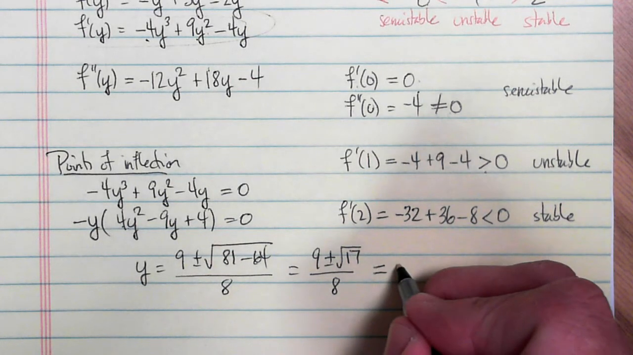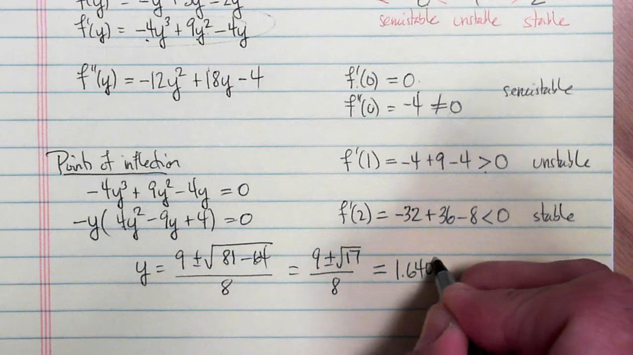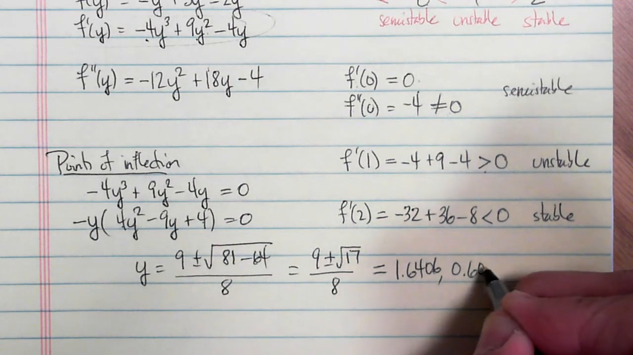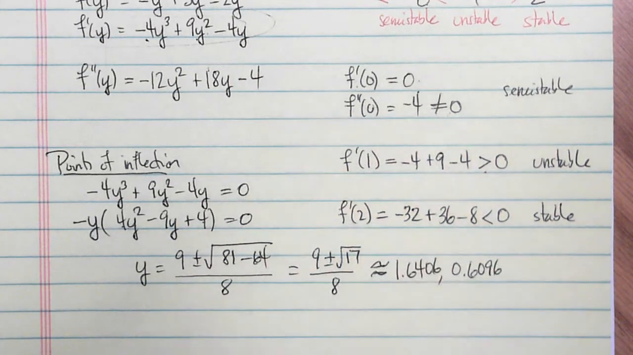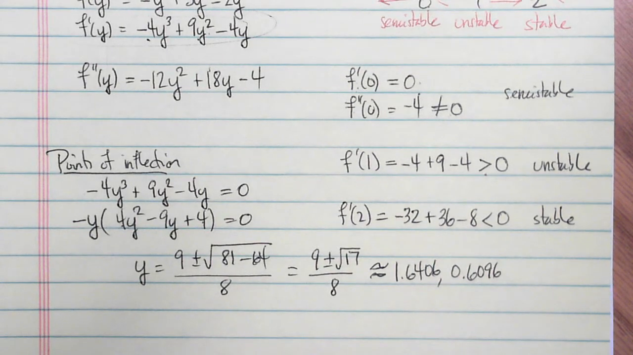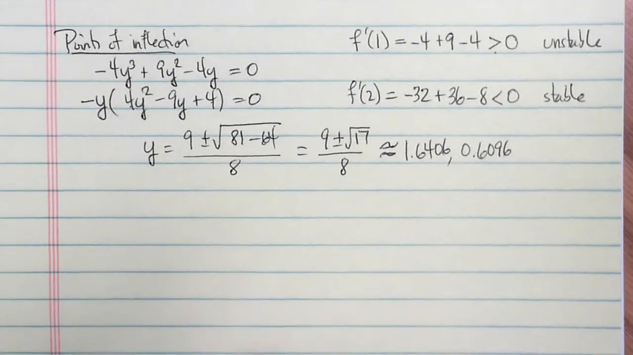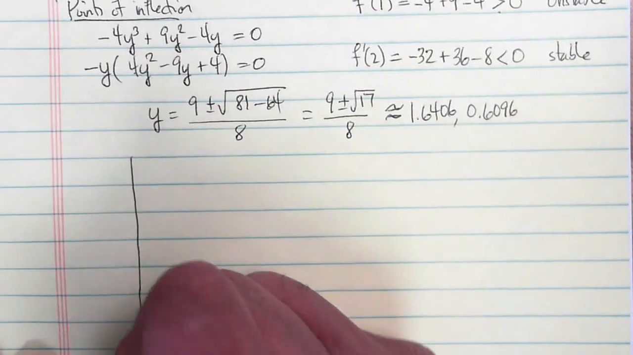And I worked this out on my calculator ahead of time. That's 1.6406 and 0.6096 approximately. Okay, so with all that, let's start sketching the solutions.